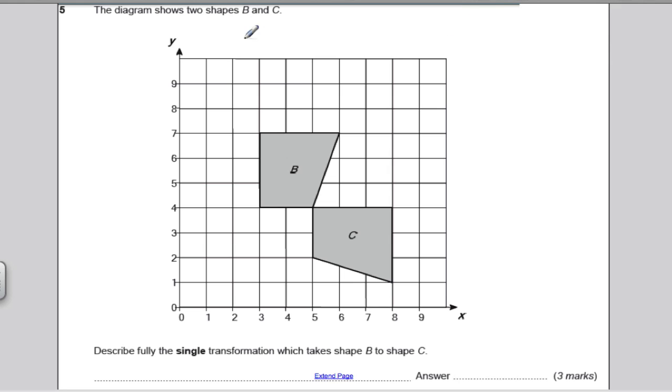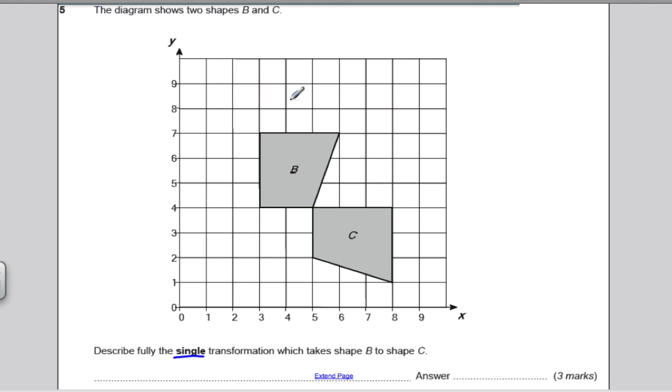Question 5. The diagram shows two shapes B and C. Describe fully the single transformation which takes B to C. Now, how would I get from B to C? It's not a translation because there's some sort of twist involved. It's not an enlargement because the shapes look the same size. It's either a rotation or a reflection.